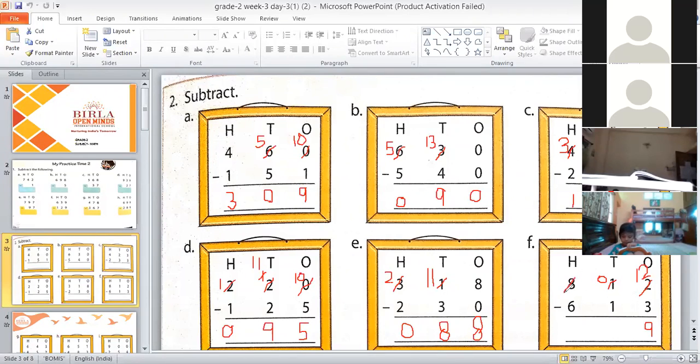What this 8 will become in hundreds place? 7. Yes, this 8 will become 7 in hundreds place. And what the 0 will become in tens place now? We will cut this 0. It will be 10. Yes, children, now see properly. This 0 will become 10 now. Now tell me 10 minus 1 how much? 9. Yes, that's the correct answer. 10 minus 1 is 9.